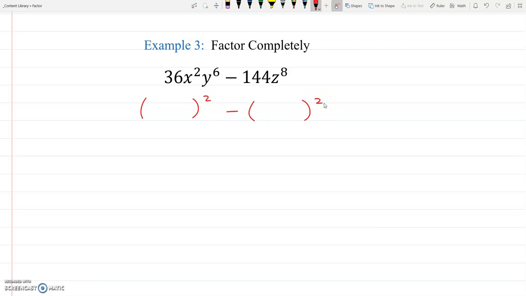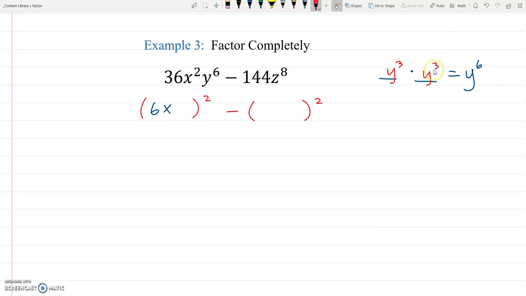Okay, something's being squared minus something's being squared. Let's start with the number. 36. So clearly that's going to be a 6 is being squared, yes? Okay, something times itself equals x squared. Okay, that's x. Piece of cake. All right, off to the side here. Something times itself equals y to the 6th. Any guesses? 3. Y to the 3rd. Y cubed.